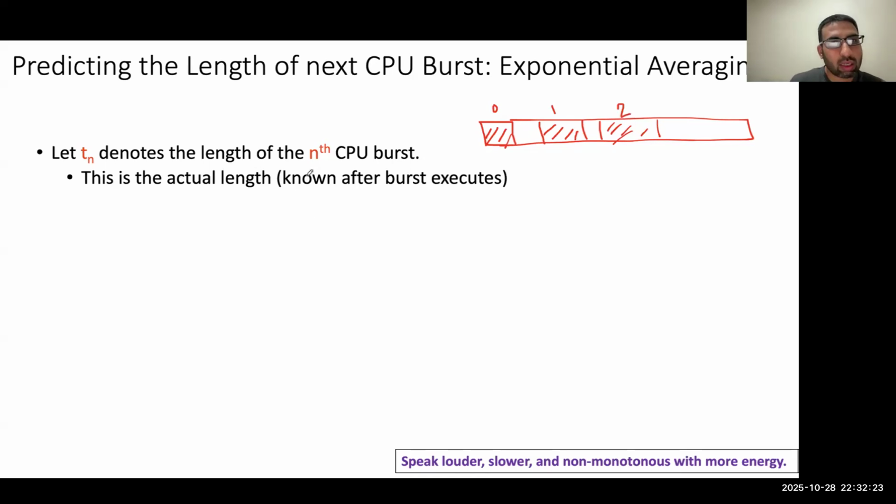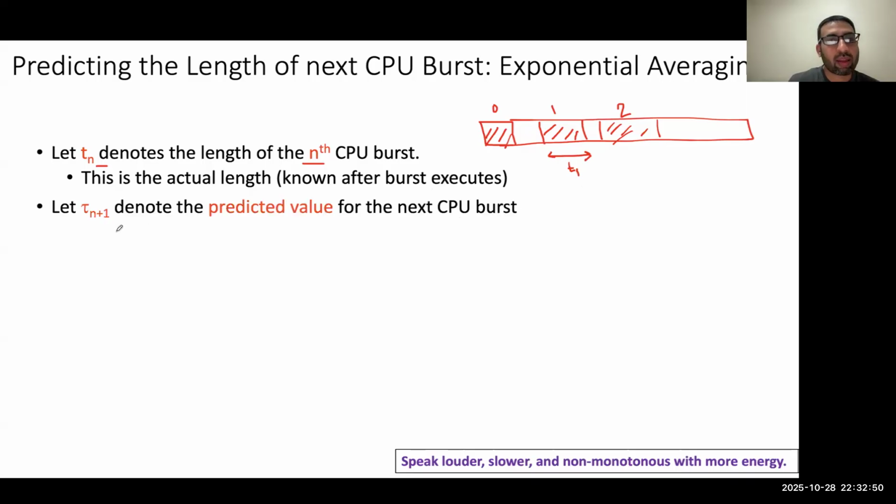So what we want to do is to estimate the length of the next CPU burst. Let's say that Tn denotes the length of the nth CPU burst, and by Tn we mean the actual length. For example, this is T1. So T1 indicates the actual CPU burst, and tau n plus 1 denotes the predicted value for the next CPU burst.